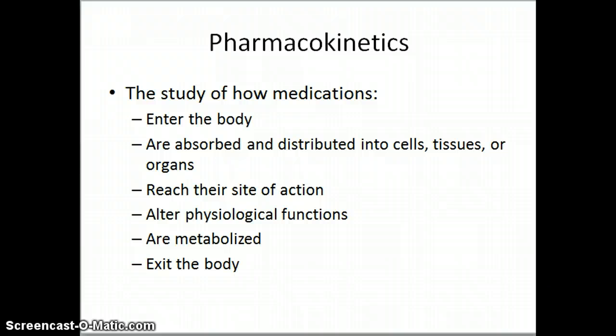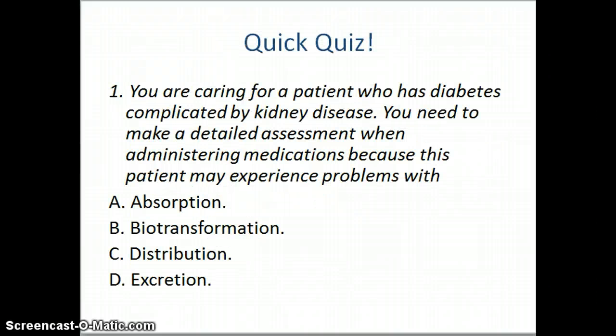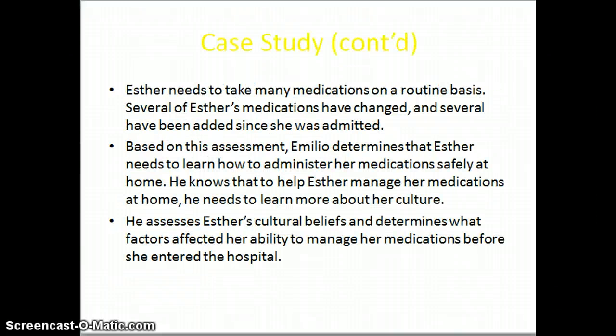Four processes are included when considering the pharmacokinetics: absorption, distribution, metabolism, and the excretion of that medication. Our quick quiz is asking you a question, and as you look at this question, what you want to underline is the word kidney disease, complicated by kidney disease. And then the next thought process that comes as you read this is elimination and toxicity.